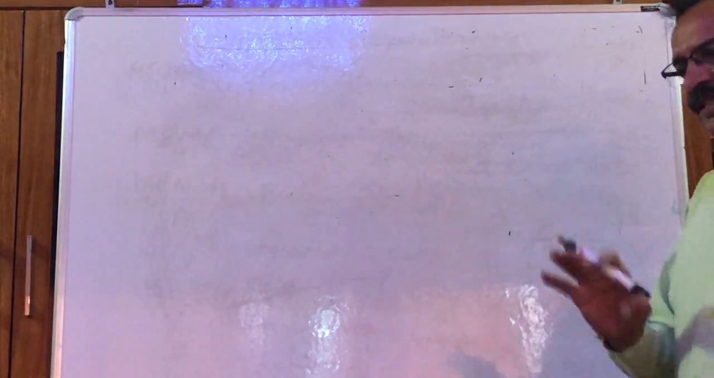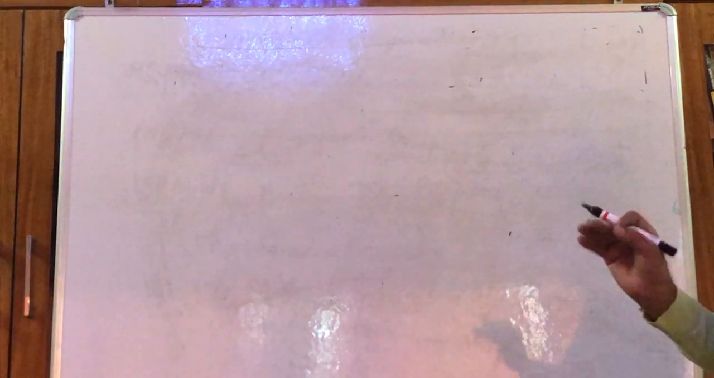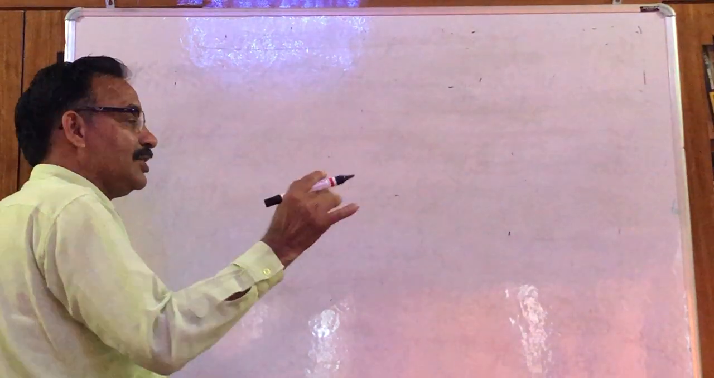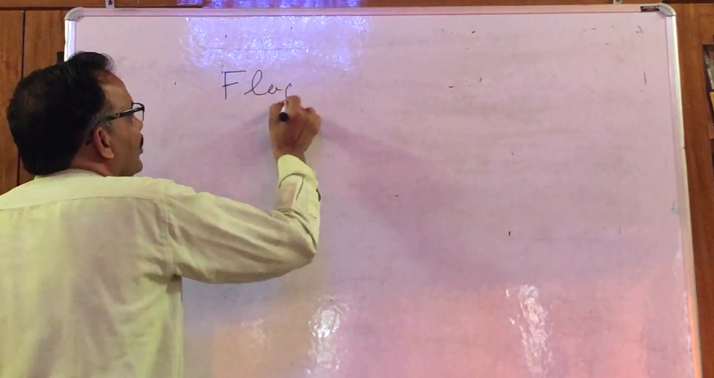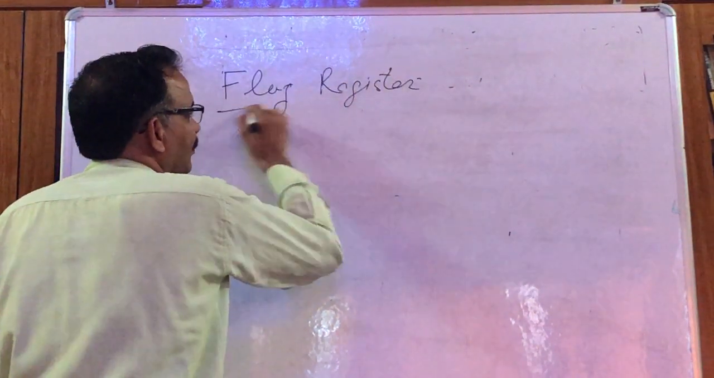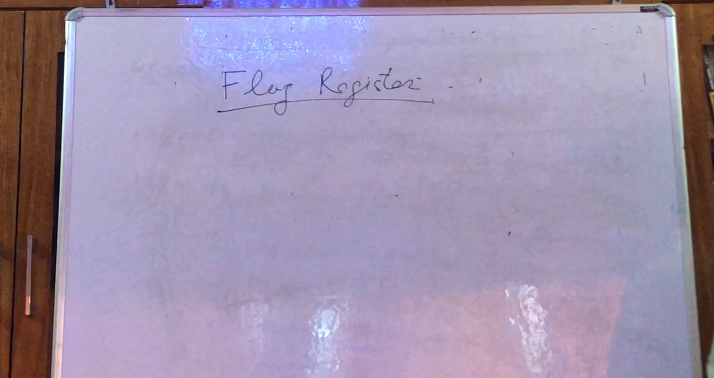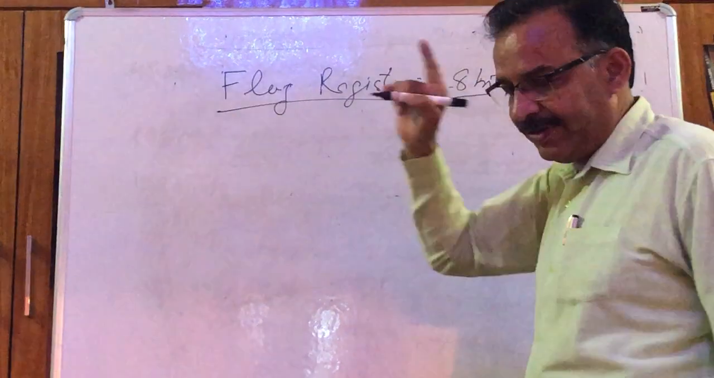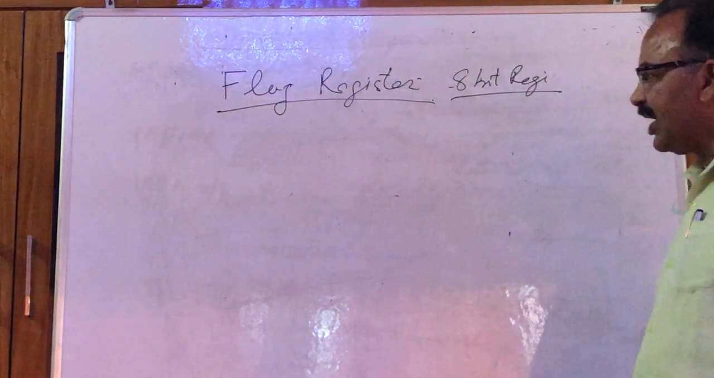To do the testing, we have another type of register here, which is known as the flag register. So to perform the third operation, that is to test a condition, we have the flag register. In 8085 this is an 8-bit register, while 8086 has a 16-bit register. So different processors have different sizes of the flag register.